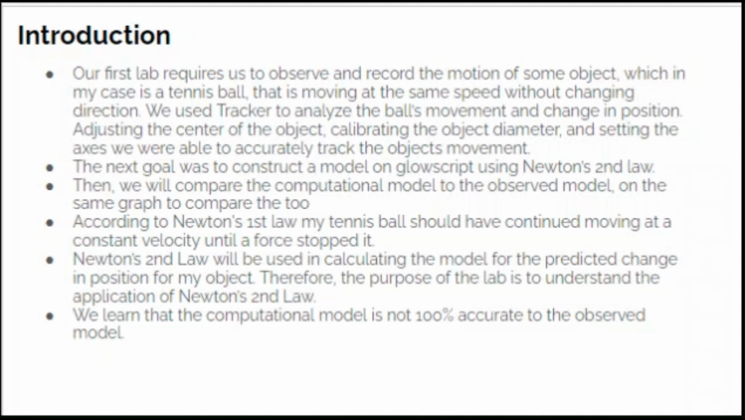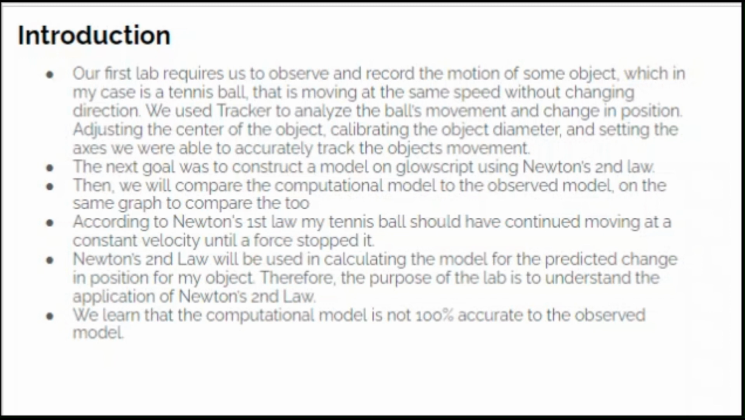The point was to have an object moving at the same speed, so it had a constant velocity without changing its direction. We used Tracker to analyze the ball's movement and change in position, where I adjusted the center of the object, calibrated the diameter, and set the axis, so we were able to accurately track that information. Our next goal was to construct a model on Glowscript using Newton's second law, which is F equals ma, and then compare it to our observed model that we tracked on Tracker.